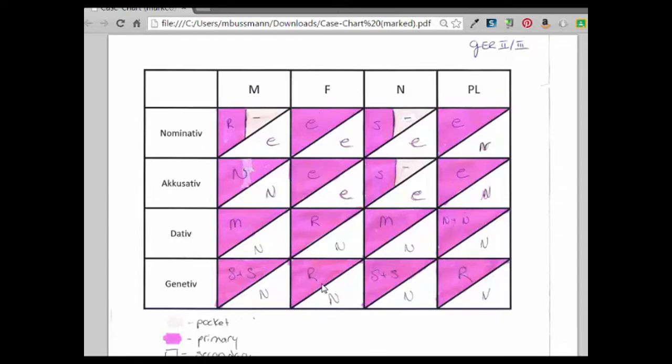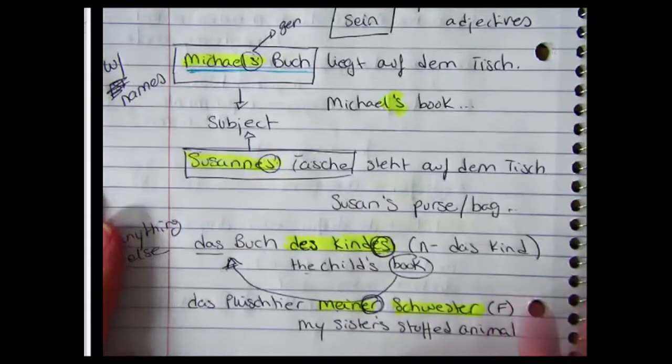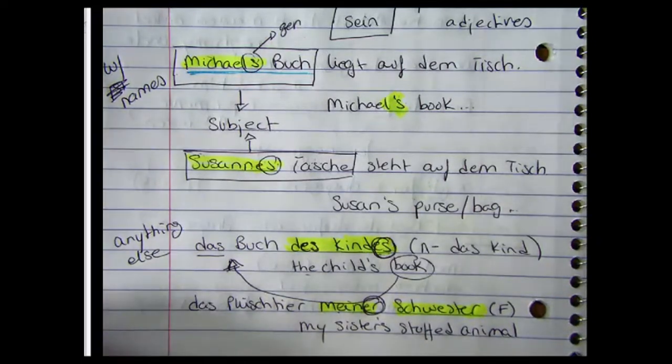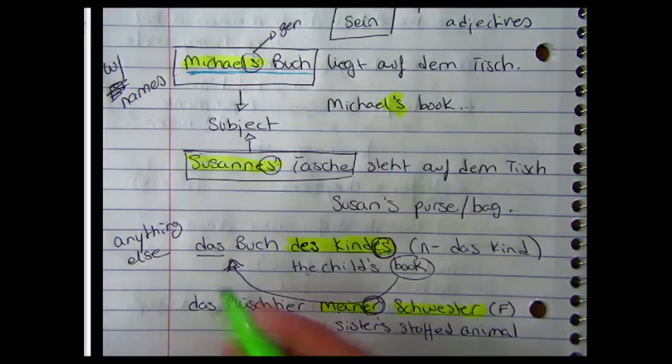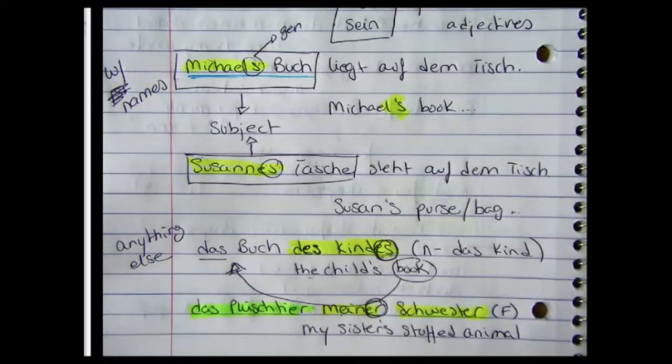So what context are you going to use to make sense of this being the same as this? I'm going to go back to the examples I'd written for you guys. Okay, at the very bottom I had das Plüschtier meiner Schwester. So this could very well be dative. It is not, because it is following another noun, right? So you've got das Plüschtier. You have something that she is able to possess.